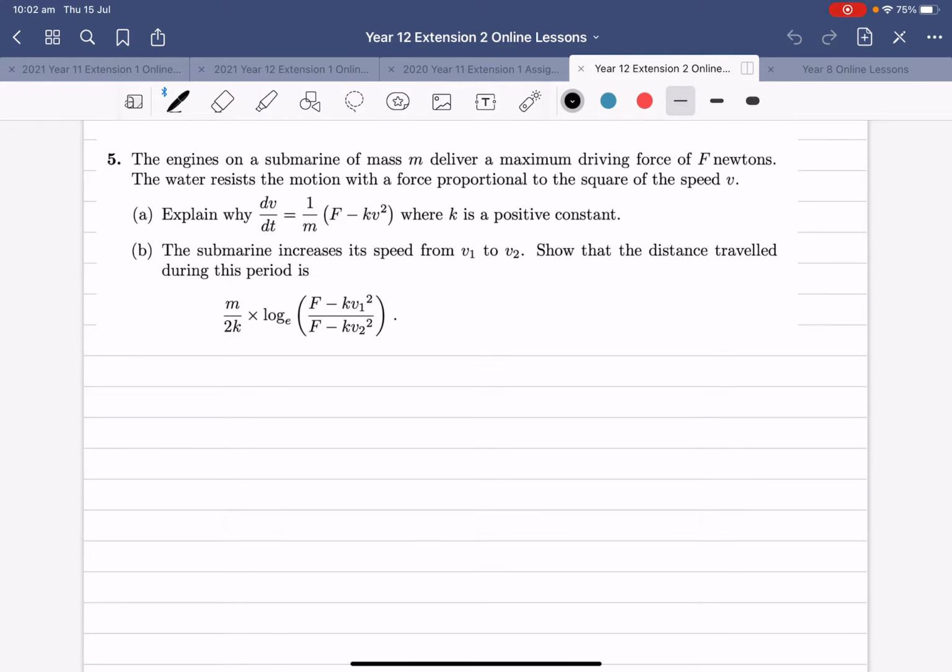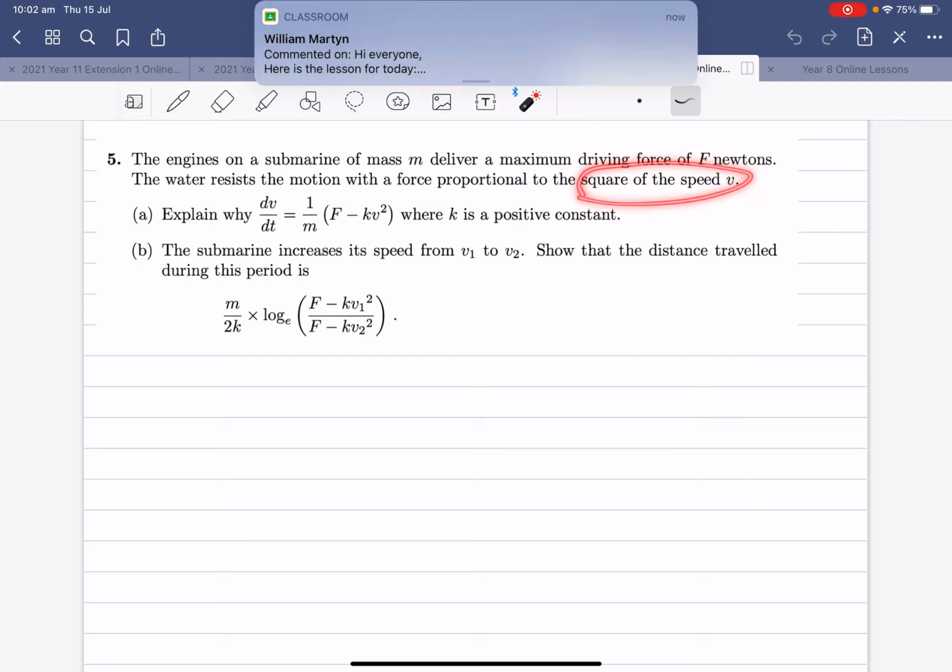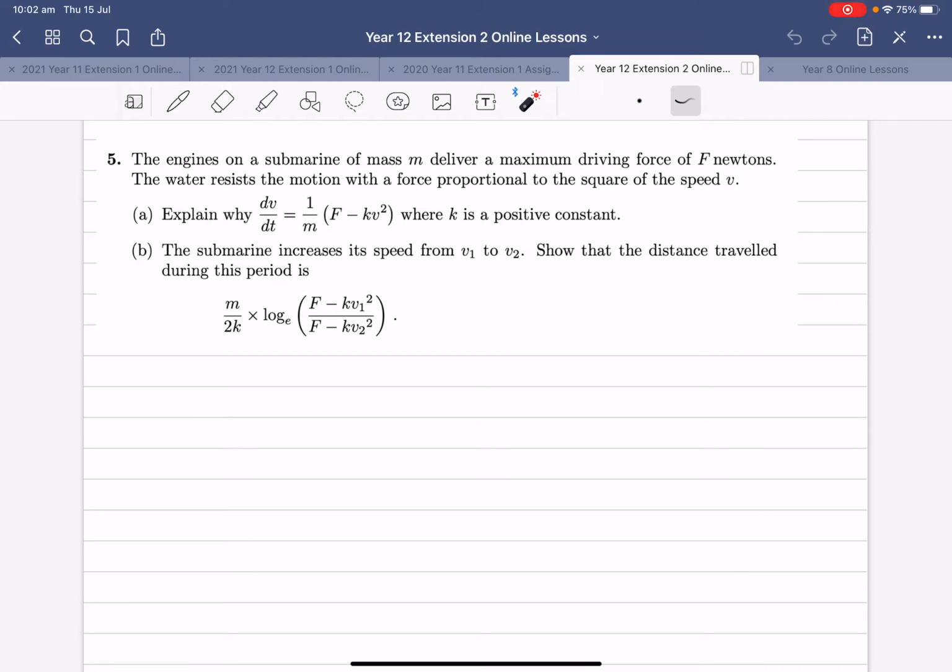So the engines of a submarine of mass m deliver a maximum driving force of F newtons. The water resisted motion with a force proportional to the square of its speed. The square of the speed, that's very, very important. Now the first part: you need to explain why dv over dt, which is just equal to a, is equal to that expression here. And then the submarine increases its speed from v1 to v2, show the distance traveled during this period of time is equal to that expression here. So that should be quite an easy question.